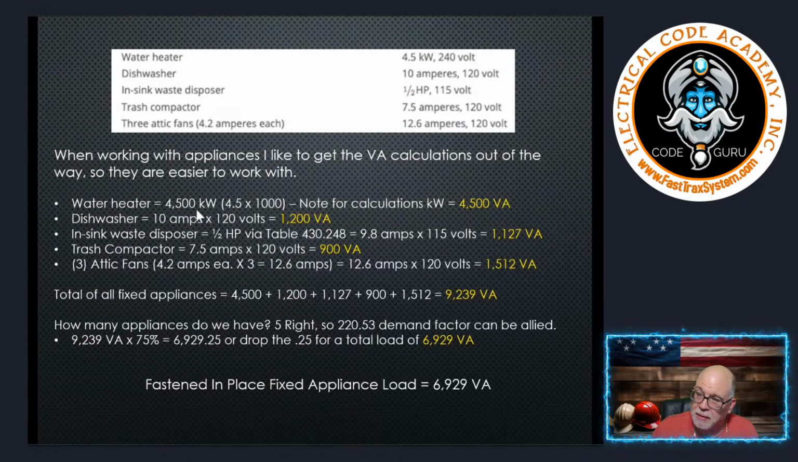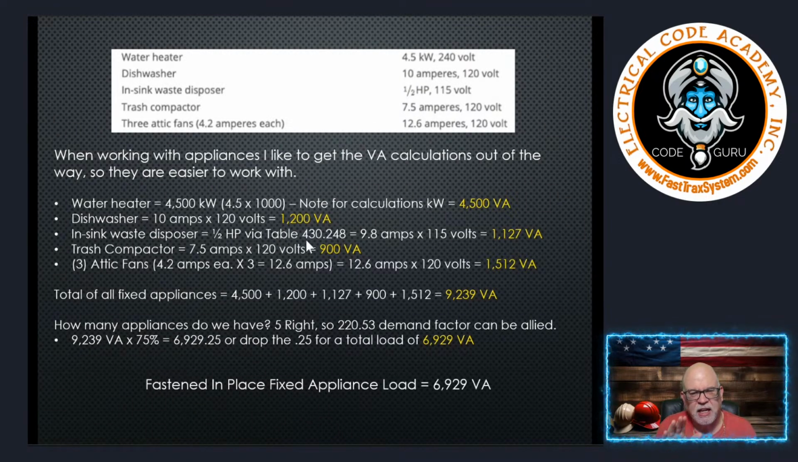That would be watts. But in order to convert this, you would just take the 4.5 times 1,000, and that's how you get 4,500 watts, okay? These are little tidbits I like to teach you. Most of my students in our programs know this, so again, shout out to those. So it's 4,500 VA. Now the dishwasher is 10 amperes times 120 volts, because we already know what the amps are. So this one is easy: 10 times 120 is 1,200 VA. So that's our VA for the dishwasher. In-sink waste disposer, that's a 0.5 horsepower, and it is single phase, and we would need to go where?